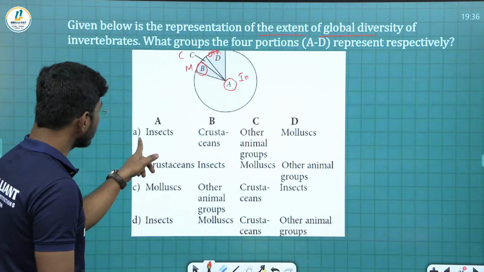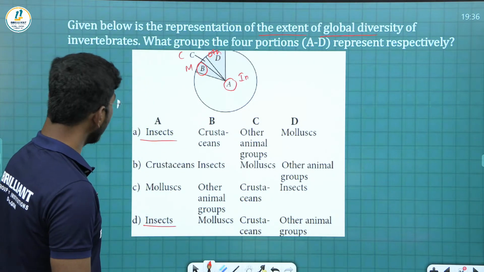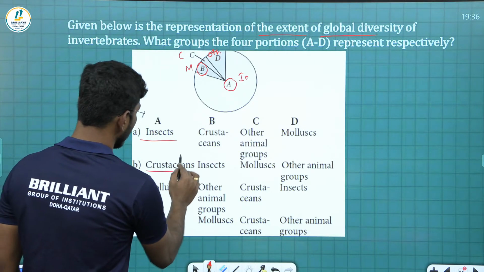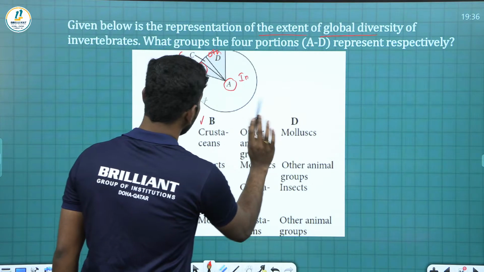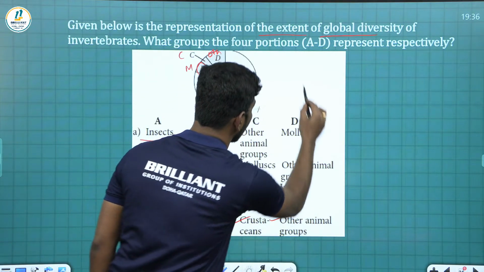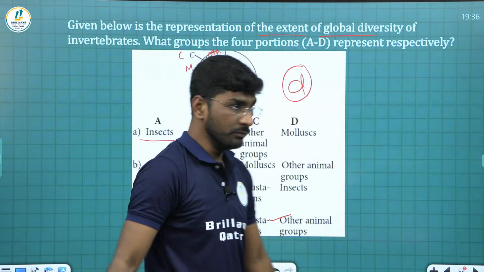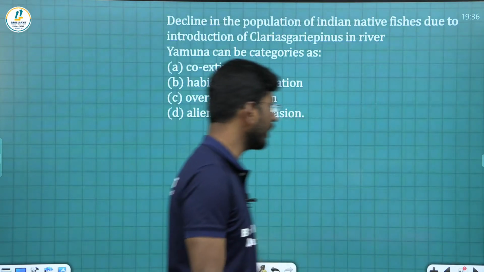So insects, correct. A is insects and D is also insects, both are there. Next, crustacean? No, it's not crustacean. It's not molluscan. Insects, crustacean, other? No. So the answer will become insects, molluscan, crustacean, other organism. Option D. Am I correct? Clear, correct, beta? Good. Very simple, very easy.